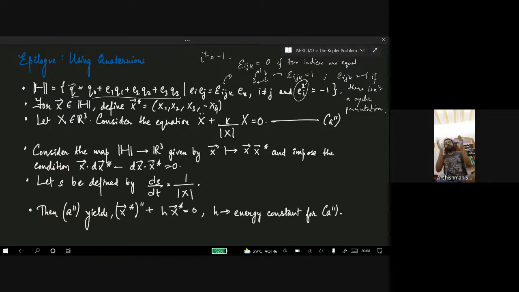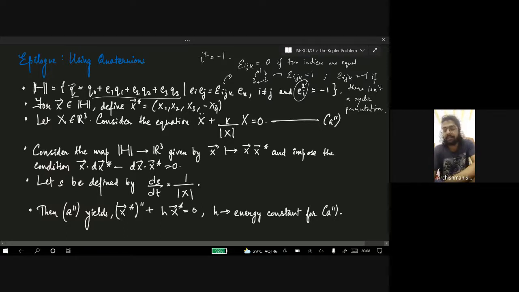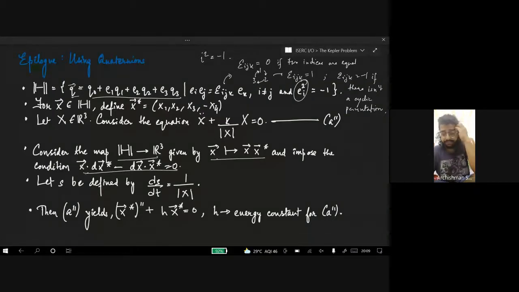Over here, I'll briefly go through this procedure. For every quaternion x, you define a quaternion x star that basically changes the sign of the last coordinate. Then you can take a map from the quaternions to R3, which takes x to x times x star. Because this is a map from a 4-dimensional space to a 3-dimensional space, you have an extra degree of freedom. To make use of it, you can impose this condition, which is actually a bilinear condition.